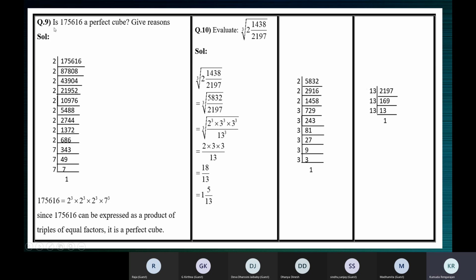So to answer this question, is this number a perfect cube? They're not asking you to find the cube root of this number. It's not "find the cube root of." Is it a perfect cube? The procedure is the same.